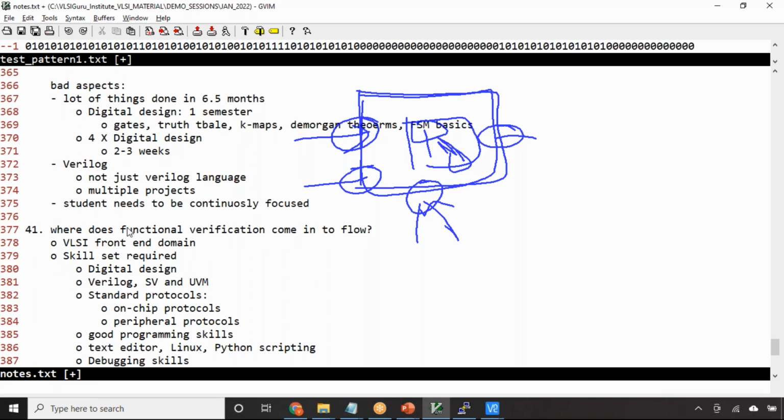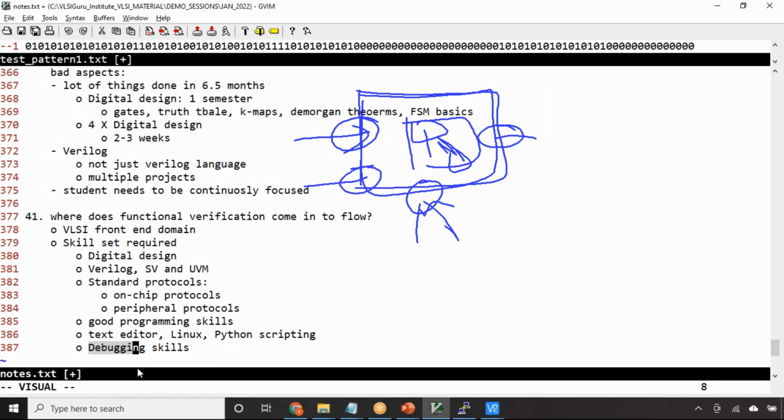Because as a verification engineer, what is your role? What is the role of a verification engineer? To check if there are any defects or bugs in the Verilog coding, to check if there is something wrong in it. When you are doing that, you should be good at debugging, right? You should be able to figure out where something has been done wrong. So for that, you should have good debugging skills. This is all that is required for you as a functional verification engineer.